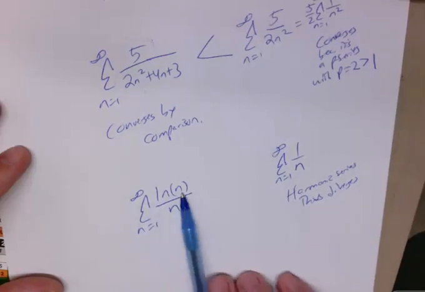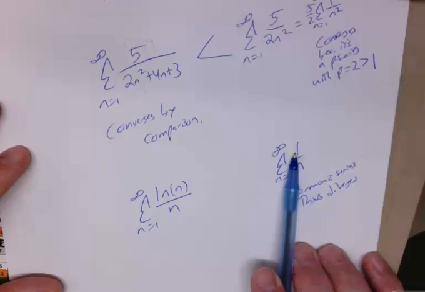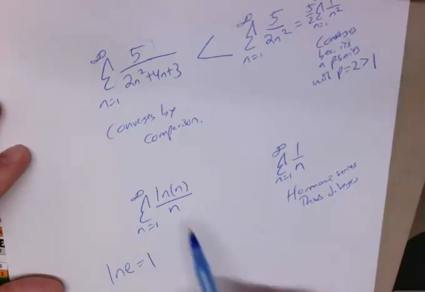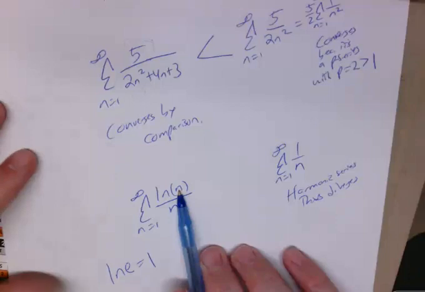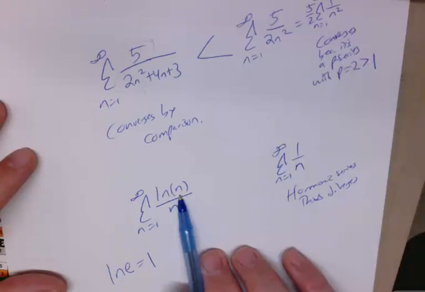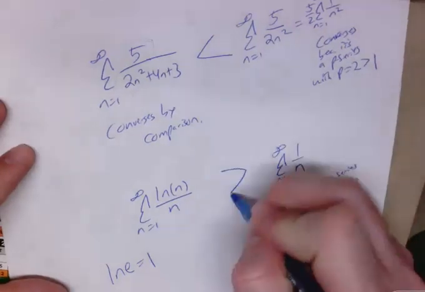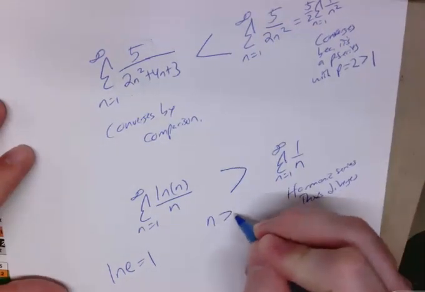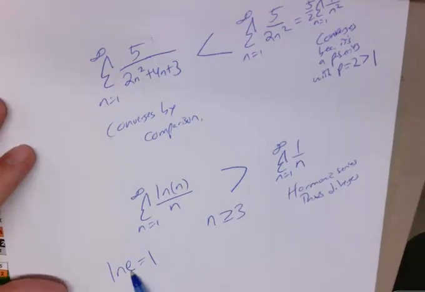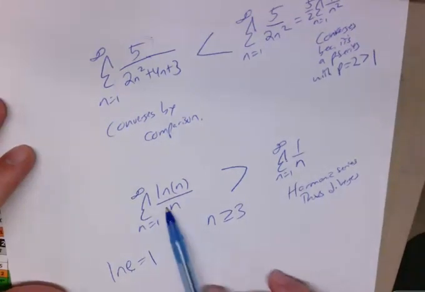What's the natural log? What can you take the natural log of to actually get 1? The natural log of e is 1. So the breaking point is e, but n can't be e because these are just integers. So really, when n is greater than or equal to 3, this series is actually bigger. Right? Because e is between 2 and 3. If n was 2, this would still be smaller, and that wouldn't help us.